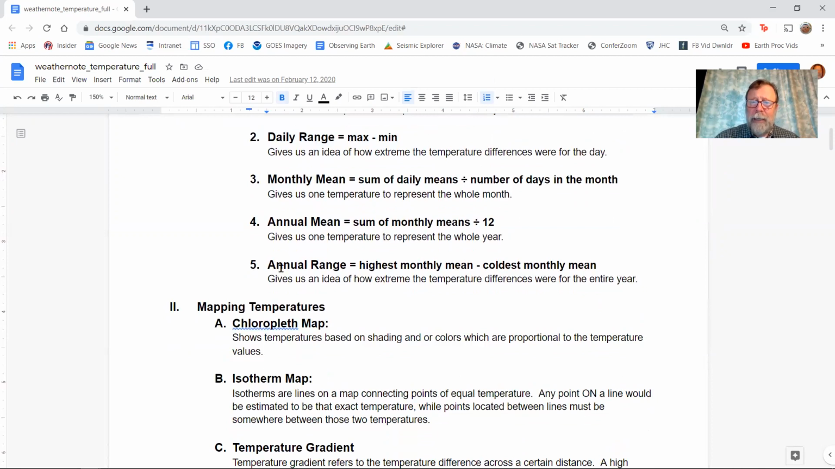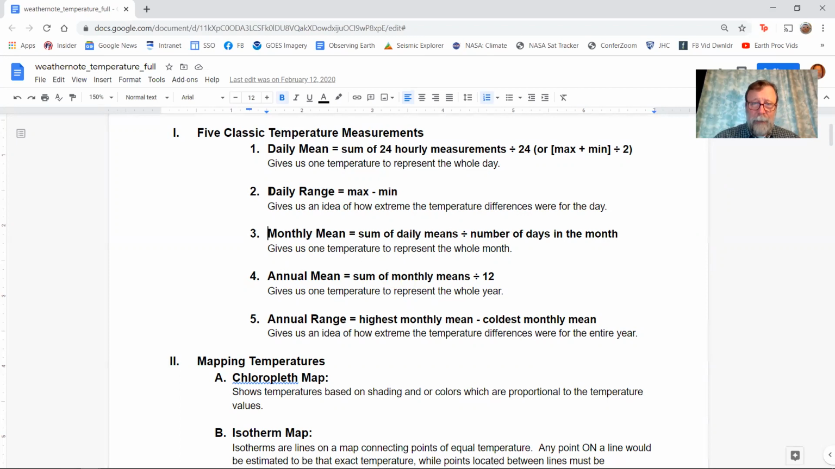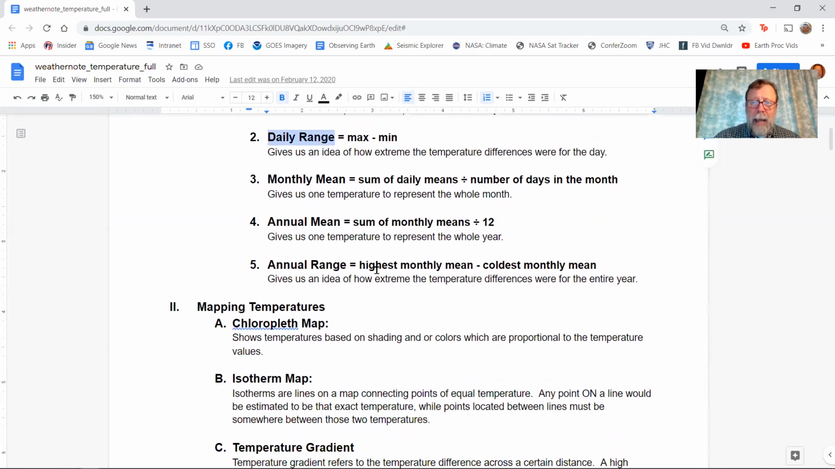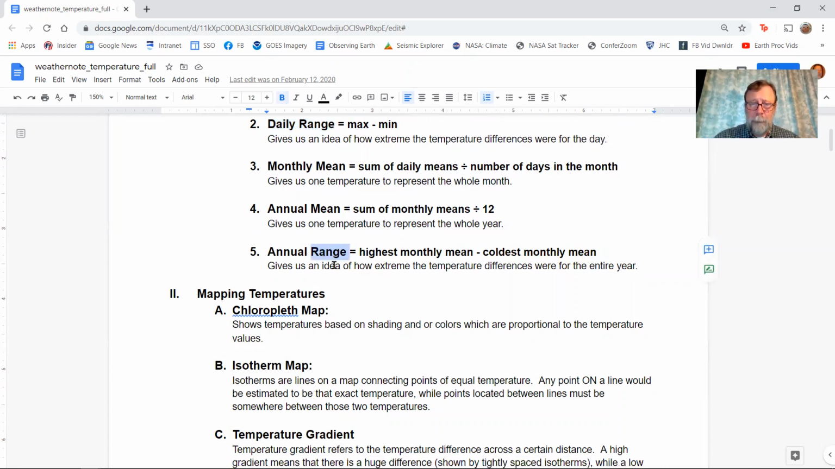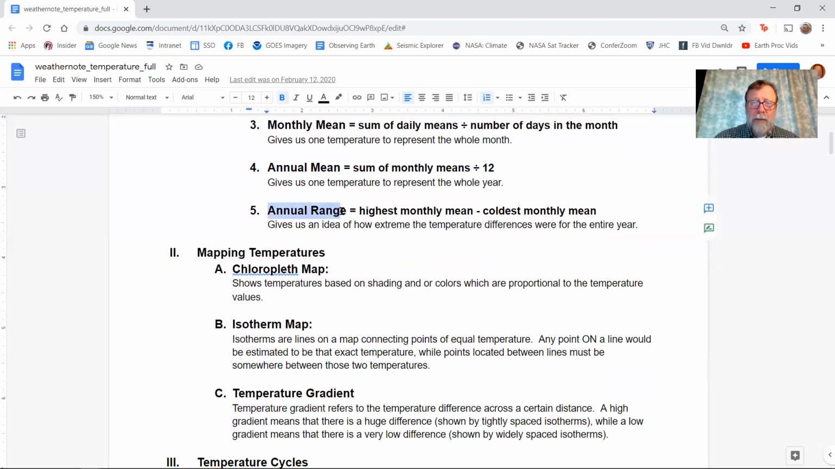And then finally, the annual range. So remember, the daily range is the max minus the min just for one day. The annual range takes the highest monthly mean, average, same thing, minus the lowest or the coldest monthly mean, and it takes the difference. So please remember, range is difference. And we are going to see this in action as we look at some of the data.